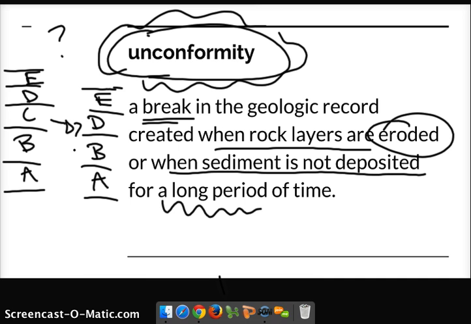unconformity is. That concludes our vocabulary. If you have any questions, please let me know.